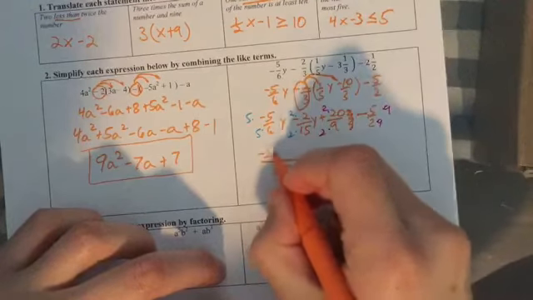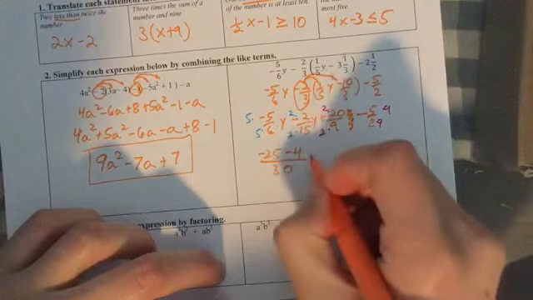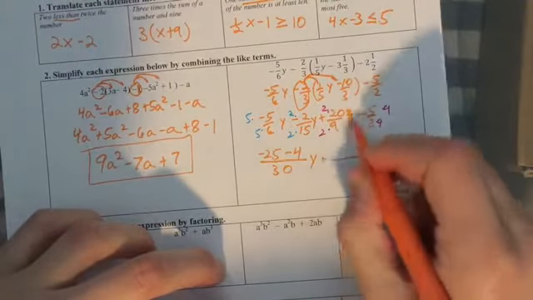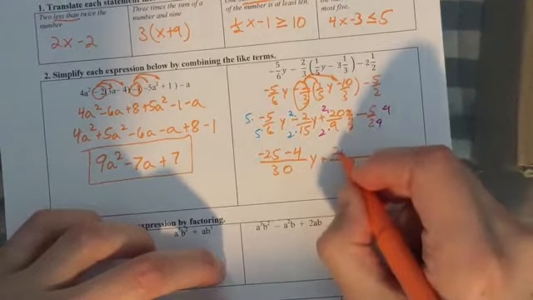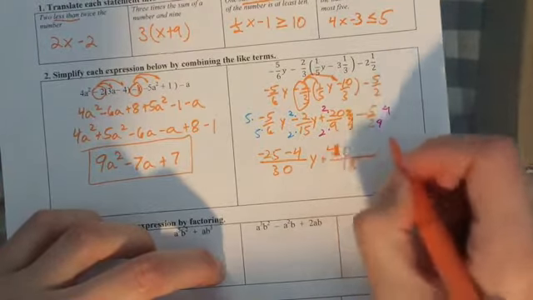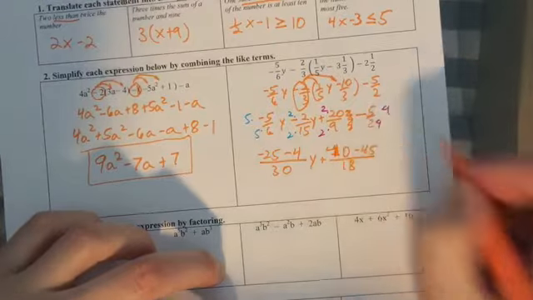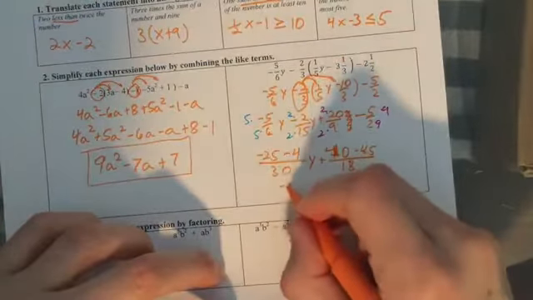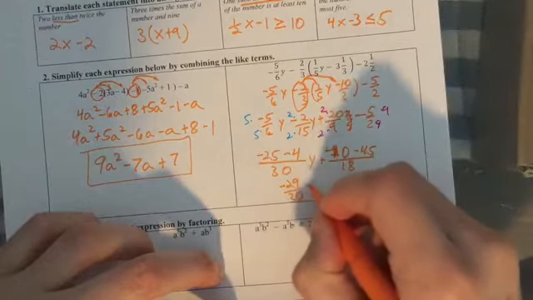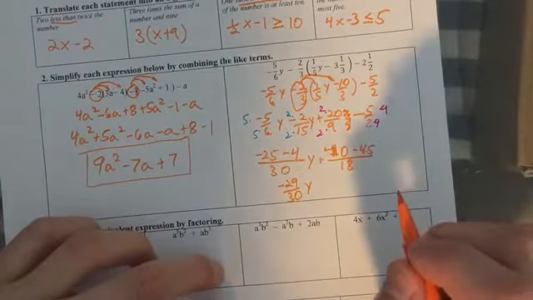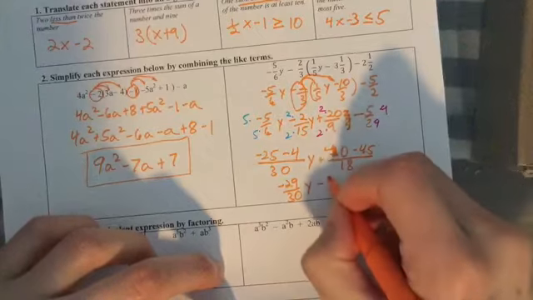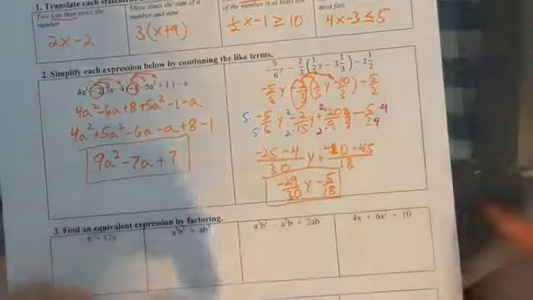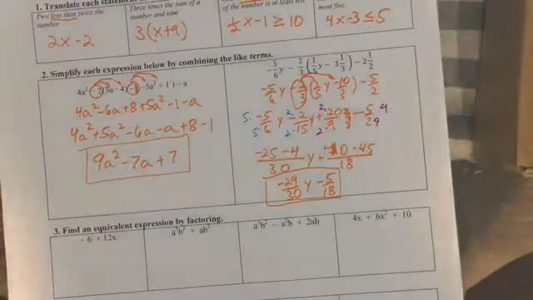So let's see, -25 minus 4, don't forget the y, and plus, let's see, 18, that's going to be 40 minus 45. -25 minus 4, that's going to be -29/30 y, and then 40 minus 45, -5/18. Everything's fully reduced and we're in standard form.